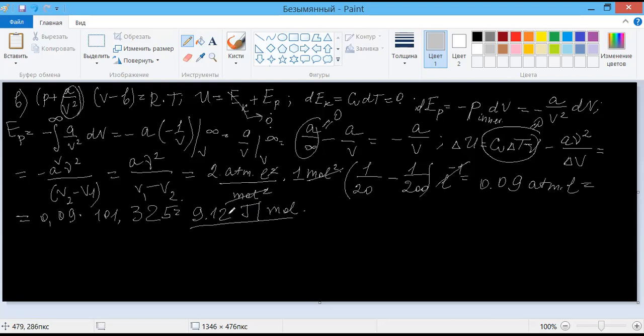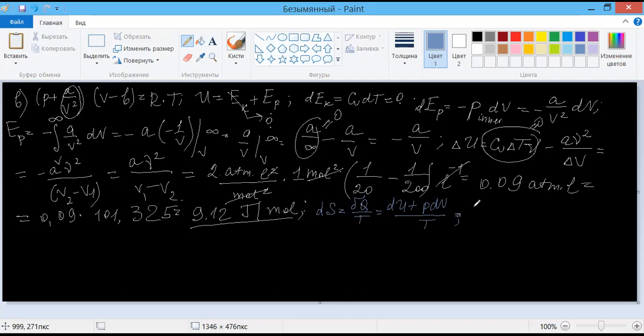Now, as for entropy, so let's remember that dS equals dQ over T, and that means dU plus P dV over T, right?